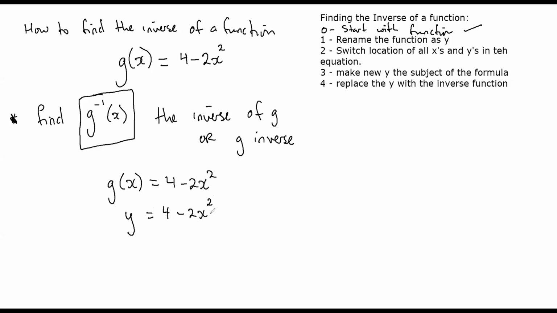Nice. Now, switch the locations of all x and y's in the equation, which means that wherever y was, I'm now going to write x, and wherever x was, I'm now going to write y. So a y was here, so I'm now going to write x equals 4 minus 2, and x was here, so now I'm going to write y. So x equals 4 minus 2y, squared.